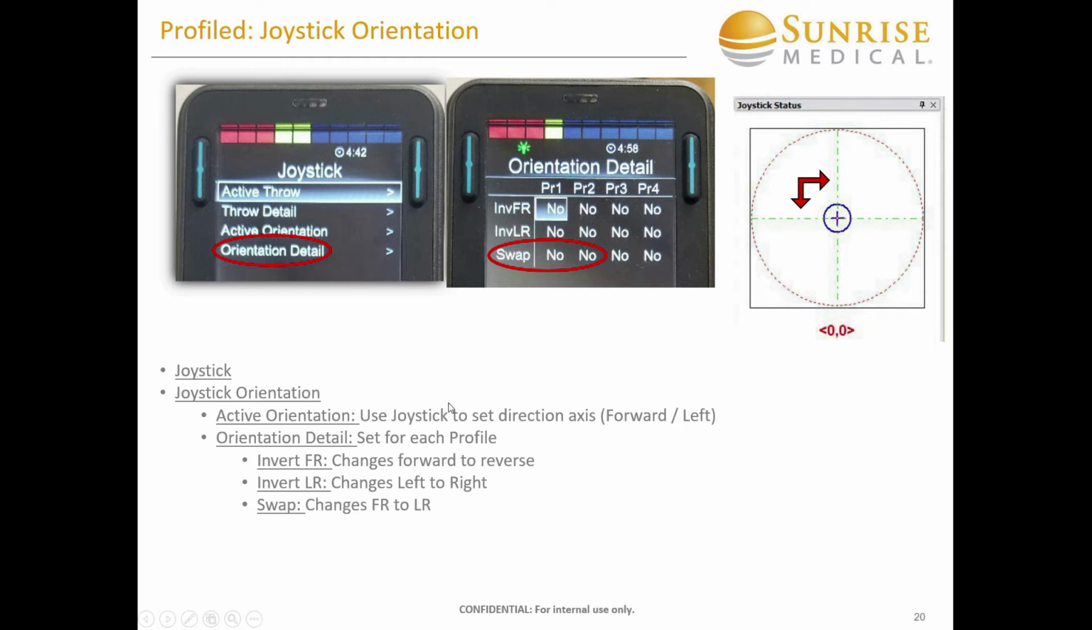Again, if you take the joystick itself and you physically just move it 90 degrees, maybe you're doing a midline mount, and you want that joystick at 90 degrees because you don't want it to interfere with the person as they're moving around, then you would need to swap this so that left and right now became forward and reverse. Okay, so that's joystick orientation.